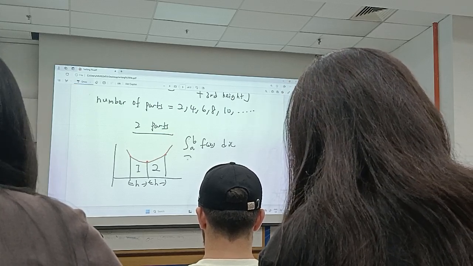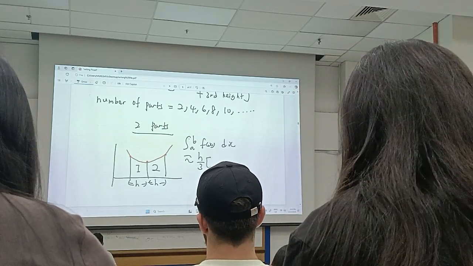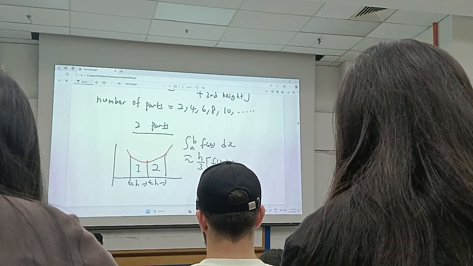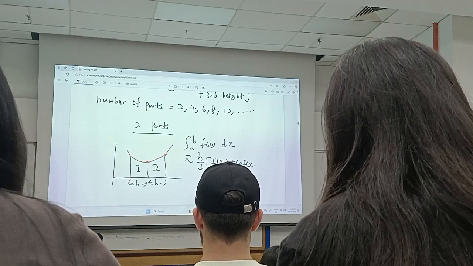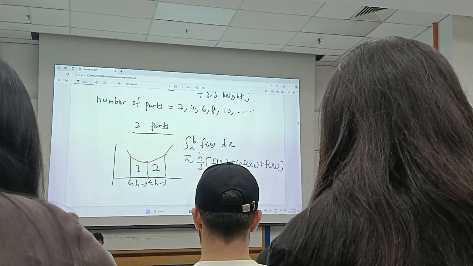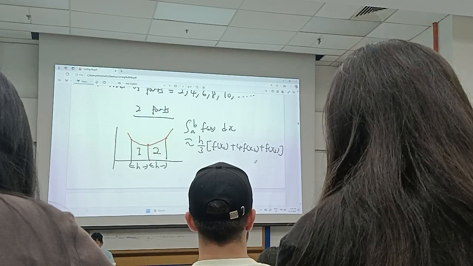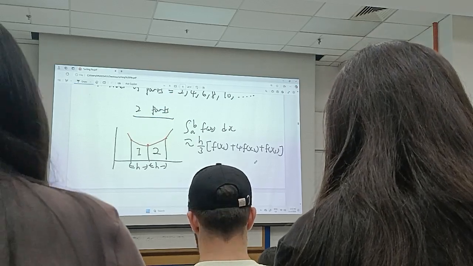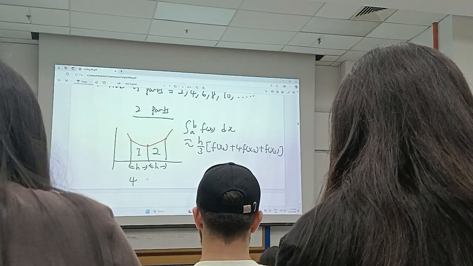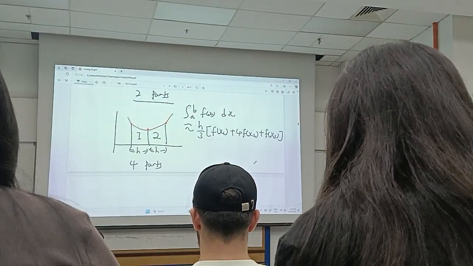Okay? So area of the parabola equal to h over 3, first height plus 4 times second height, and plus the last one. Okay? Okay, now we divide into 4 parts and see. Okay, divide into 4 parts.